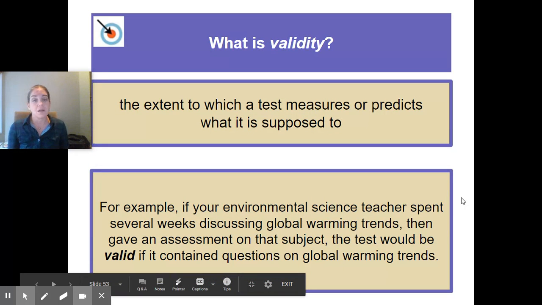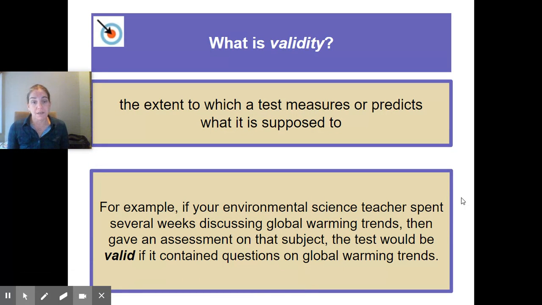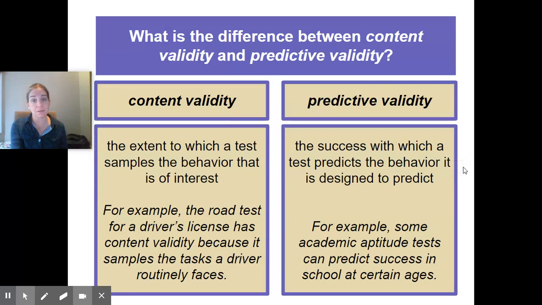Okay. Then we have validity. Validity is the extent to which a test measures or predicts what it's supposed to. I hope that I can design tests that are valid for the information that we are learning in class. That's the goal, right? You don't want to have a test on things you haven't learned in class.